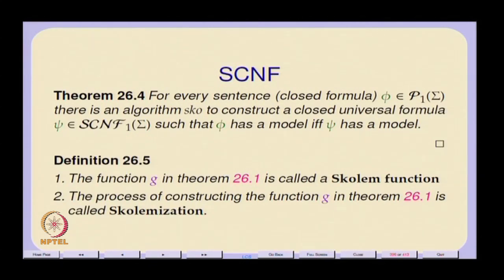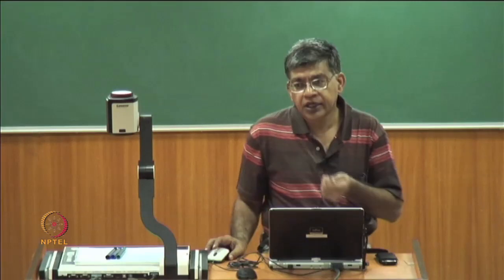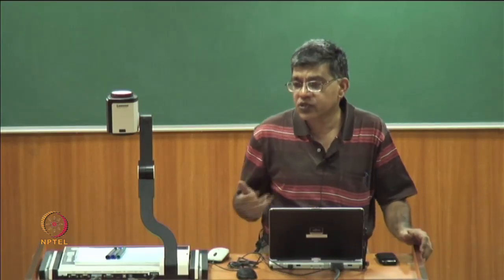Here is a simple theorem: for every sentence of first order logic there is an algorithm, which I am going to call a function SCO, to construct a closed universal formula psi in Skolem conjunctive normal form, such that phi has a model if and only if psi has a model. And the algorithm is actually trivial. You just take the formula phi, transform it to prenex conjunctive normal form, and you create what are known as Skolem functions. That function g that we created, in terms of all the universal quantifiers preceding it, is called a Skolem function.